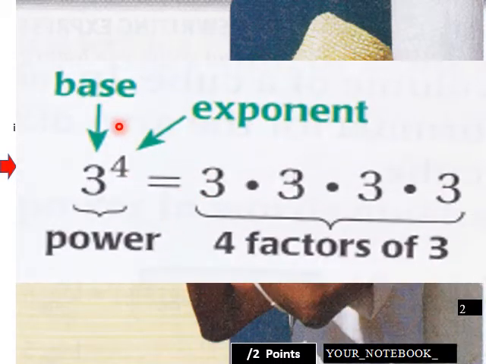Okay, into your notebook. So here is an example of the base here, which is 3, and then the exponent is 4. This whole thing here is called a power. This is a power, and then 4 factors of 3 would be how this power would be expanded so that you understand what's going on here. 3 is used as a factor 4 times, which will equal 81.